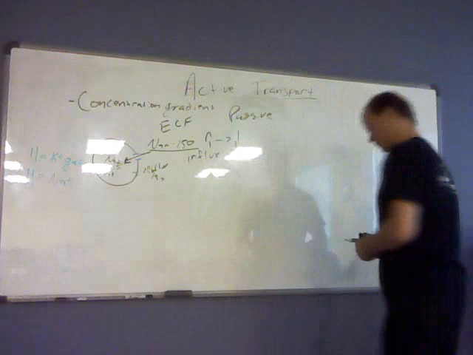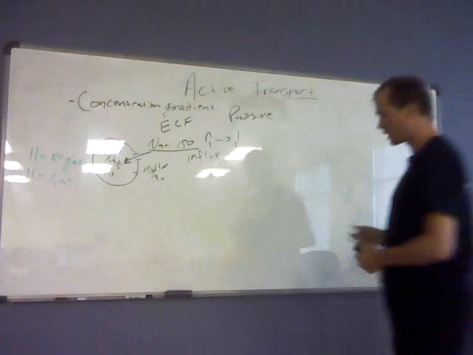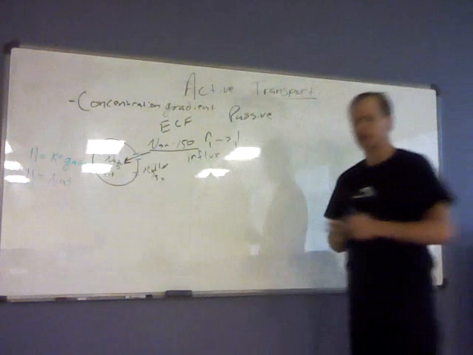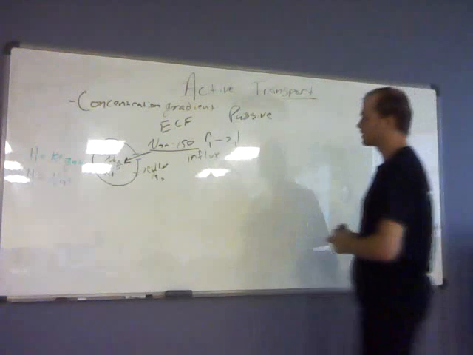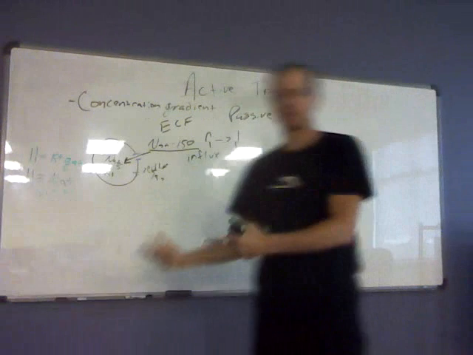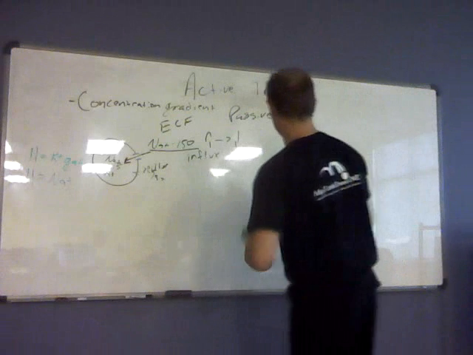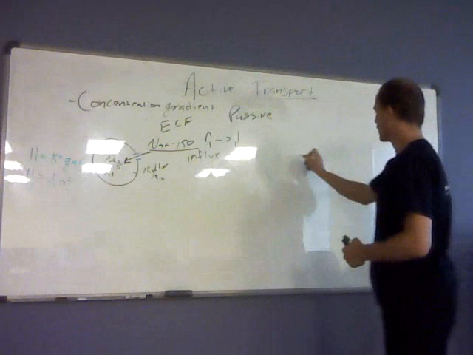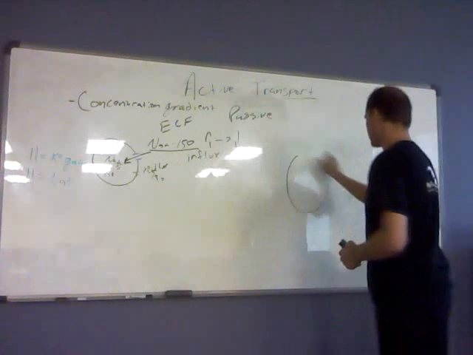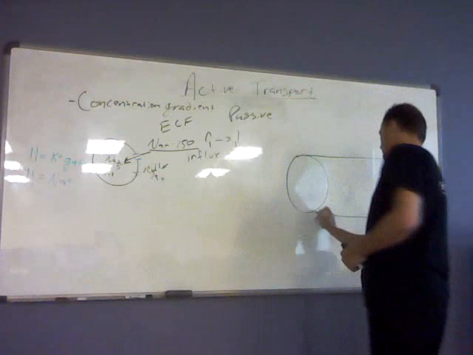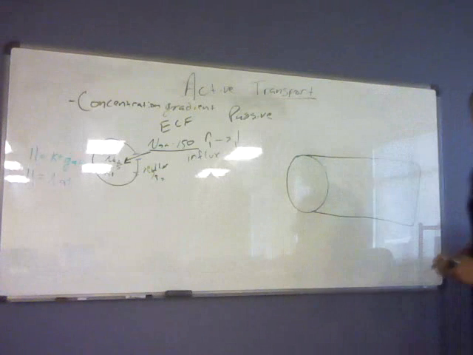So again, I just want to review that stuff real quick with you before I start talking about active transport, because active transport is basically the opposite of everything I've discussed in the previous videos and everything I just reviewed right here. So if we want to simulate active transport, let's just draw the cell here. Let's say this is a piece of a nerve, part of a nerve.